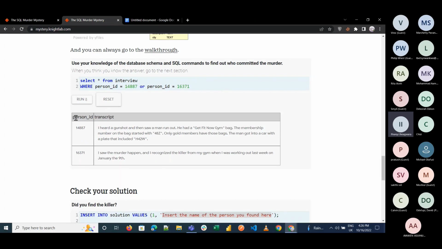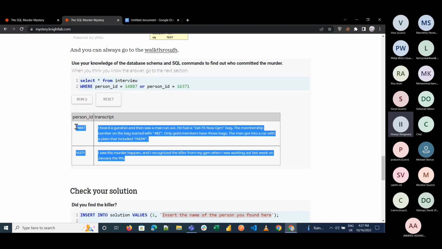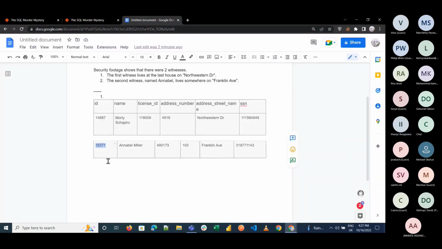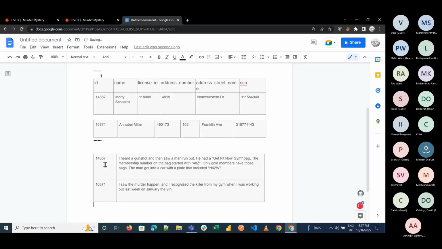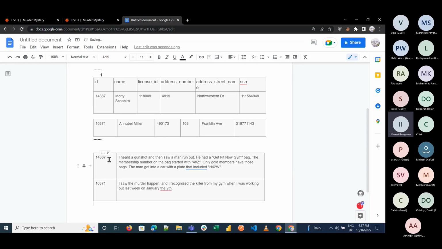Now we get the ID numbers. This is for Morty and this is for Annabelle, and they gave the police two clues. So let's copy this clue and take a look at what they had to say. Now we're in the interview table. The first clue is from Morty.